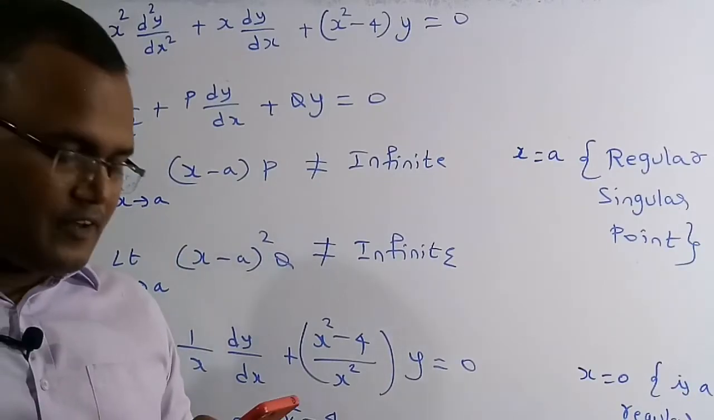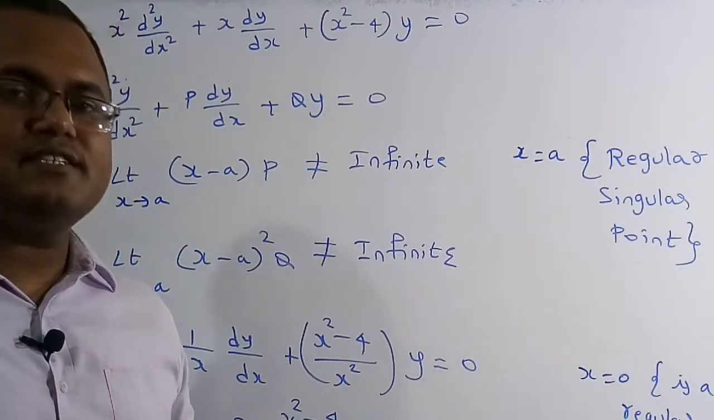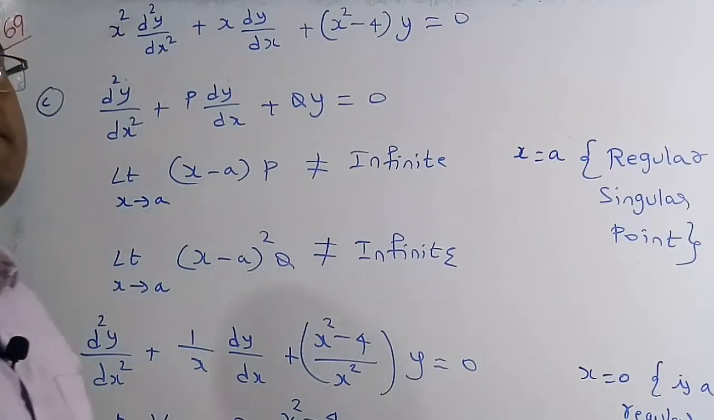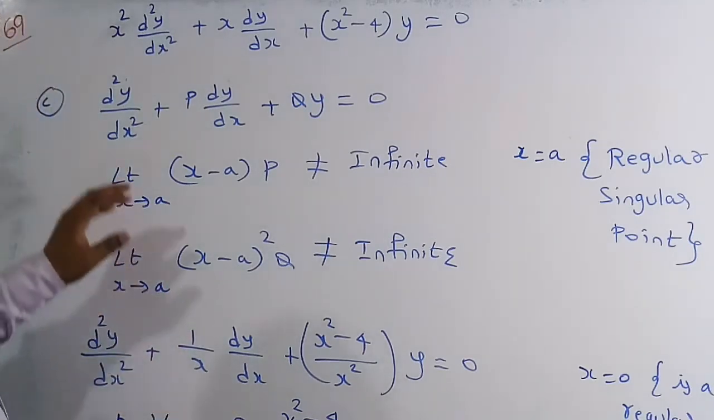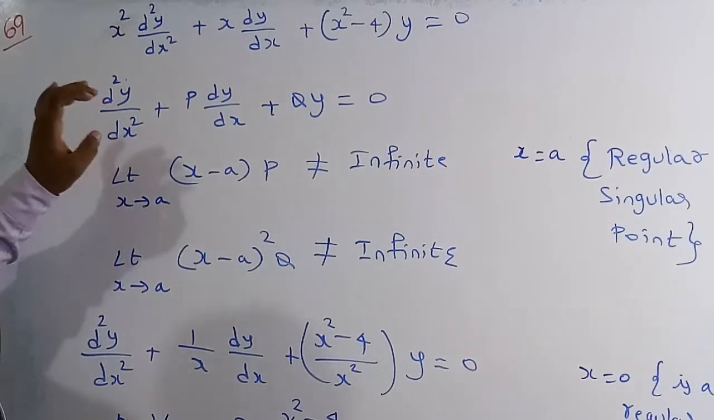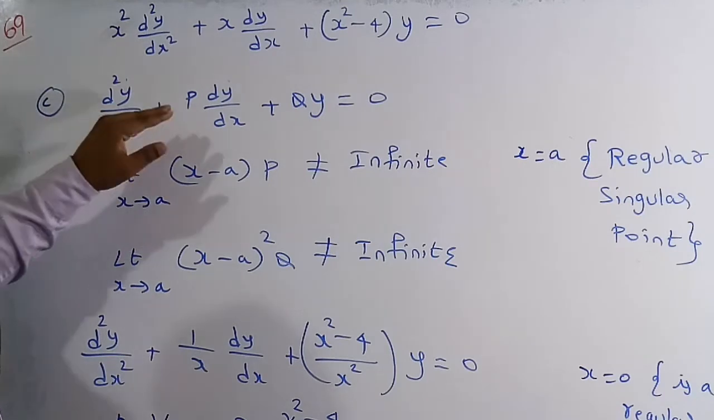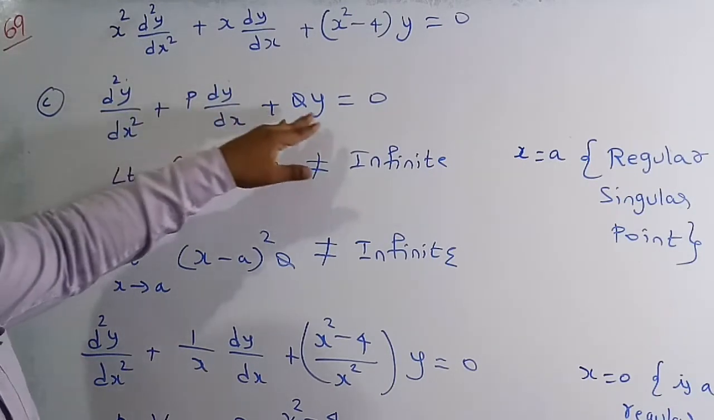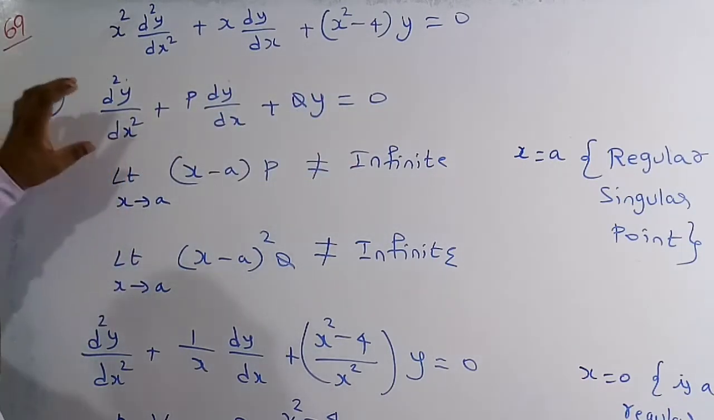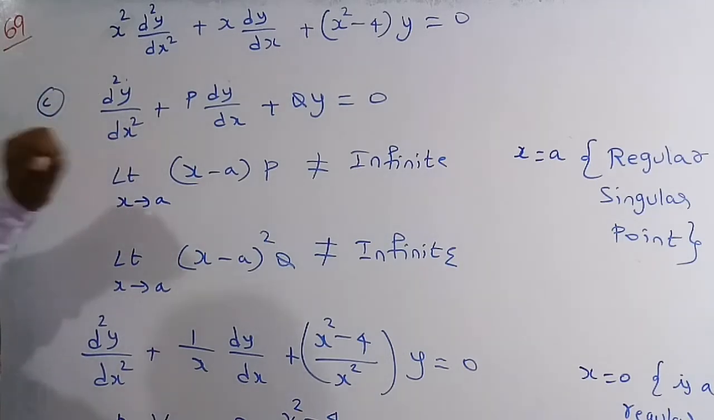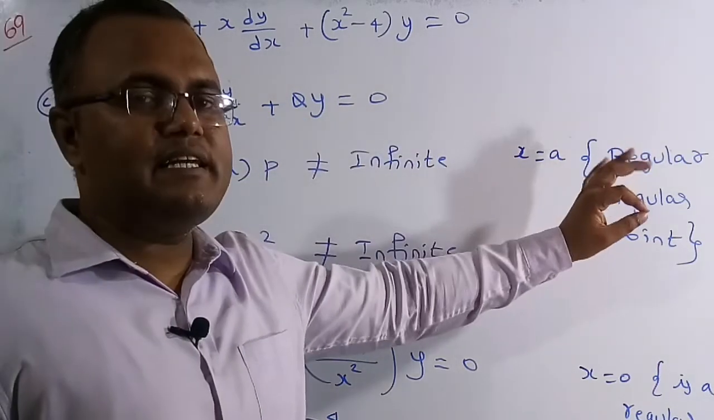So in option C, they are given that x is equal to 0 is a regular singular point. So now we have to check whether this is true or not. See, basically, if any differential equation is of the format d square y by dx square plus p into dy by dx plus q into y is equal to 0, then x is equal to a is said to be a regular singular point.